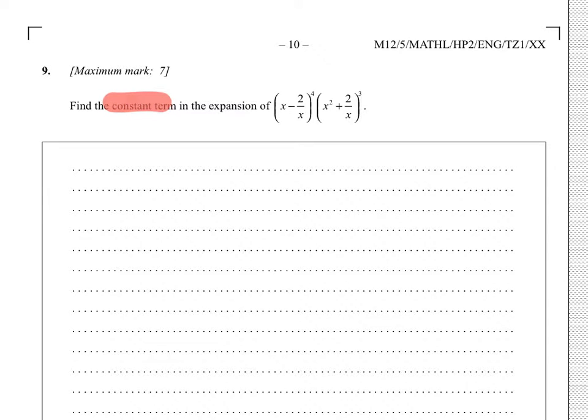So the constant term means the term that does not involve any x's. It's just a number. Because it doesn't involve x, it doesn't change with regards to what x changes to, hence the name constant, doesn't change.